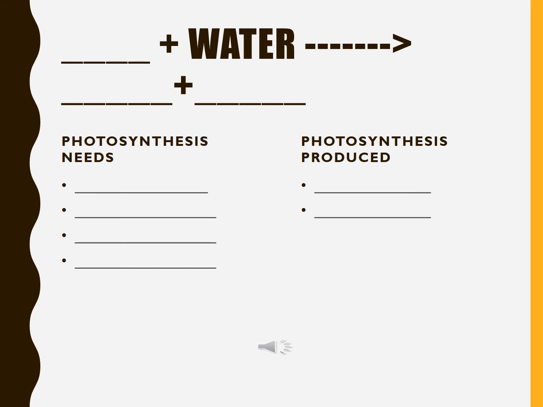So in the next question you have to write what photosynthesis needs, means you have to write reactants in these four blanks, and photosynthesis produces products, two products you have to write here. Understand?